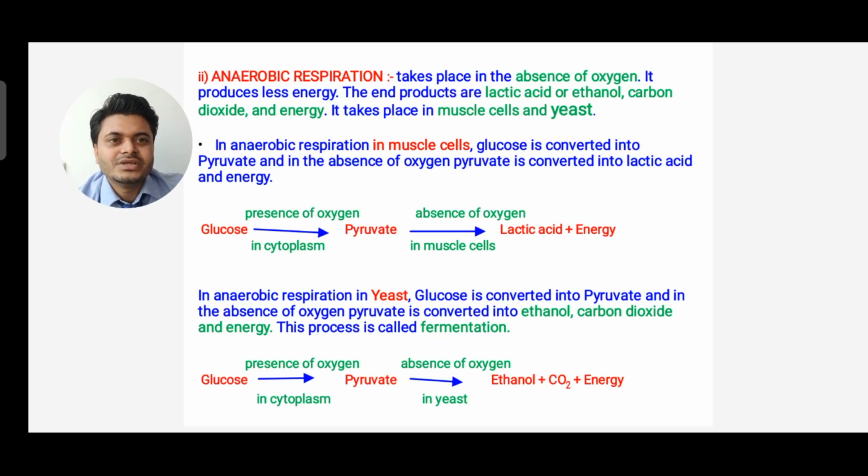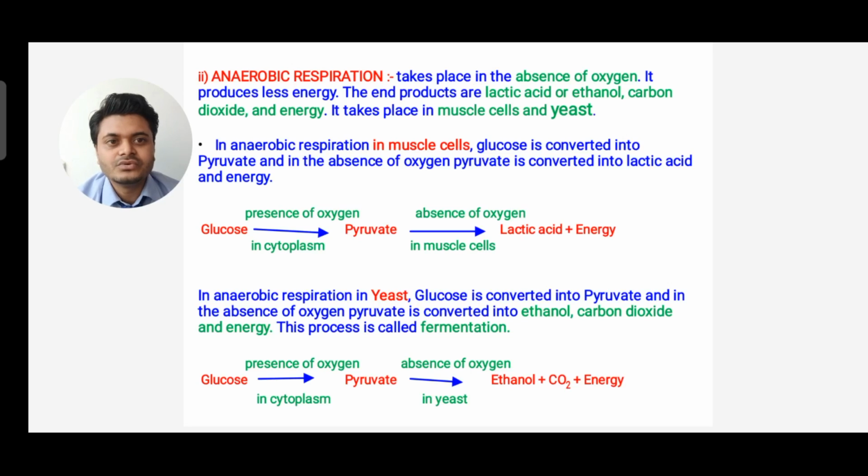In the muscle cell, there is an anoxygenic state, that means there is a lack of oxygen. And in the yeast cell, there is an absence of oxygen. You have to understand the difference between lack of oxygen and absence of oxygen. In absence of oxygen, fermentation takes place in yeast, and in lack of oxygen, it takes place in the muscle cells of a human. So in anaerobic respiration in muscle cells, glucose is converted into pyruvate.